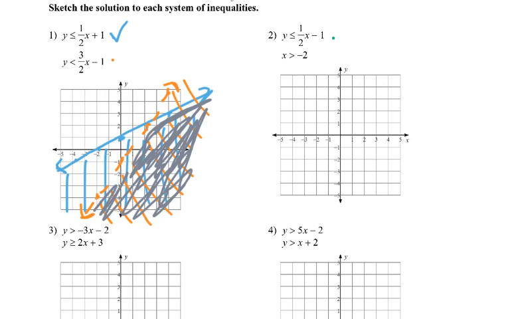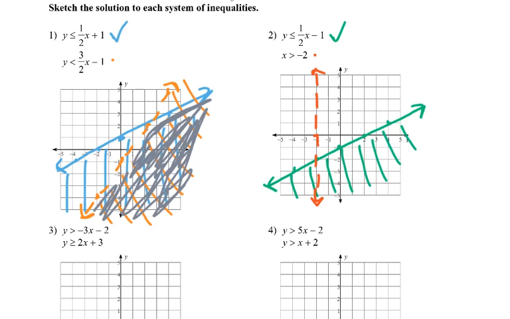Okay, so y is less than or equal to 1/2 x minus 1. So start at negative 1, up 1 to the right 2, or down 1 to the left 2. There's an equal to, so it's a solid line, y is less than, shading below. My second one, x is greater than negative 2. Now there's just an x, so it's going to be a dotted line because there's no equal to, a vertical line at x equals negative 2, and then I shade to the right.